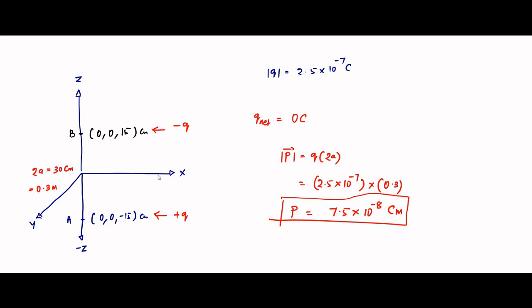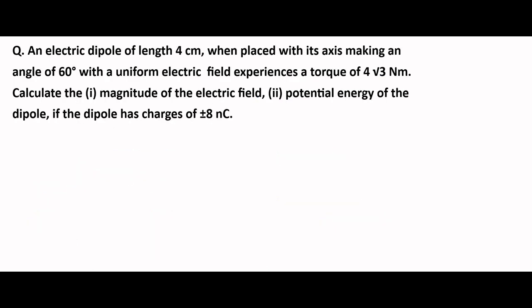Okay, so this is the thing. So here is another question on electric dipole. It is given that an electric dipole of length 4 cm, when placed with its axis making an angle of 60 degrees with a uniform electric field, experiences a torque of 4√3 newton meter. We have to calculate the magnitude of the electric field and the potential energy of the dipole, and the dipole has charges of ±8 nanocoulomb. Okay, so this is the situation.